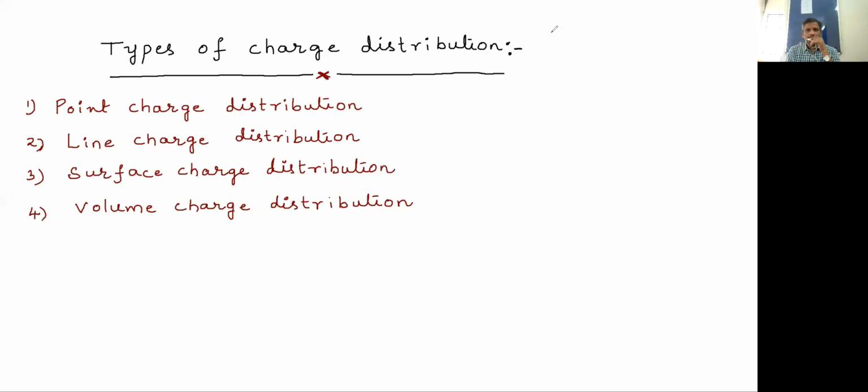Hi students, this is Satish Kumar. Today we are going to see the different types of charge distribution.